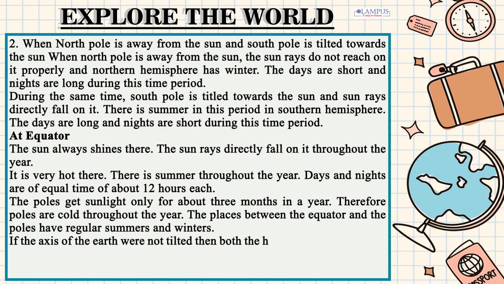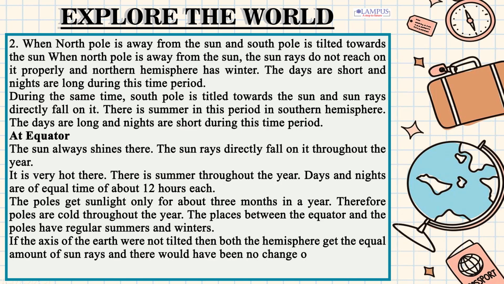If the axis of the Earth were not tilted, then both the hemispheres would get the equal amount of Sun rays and there would have been no change of seasons.